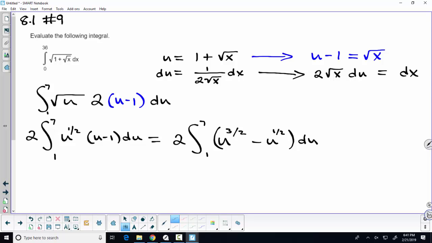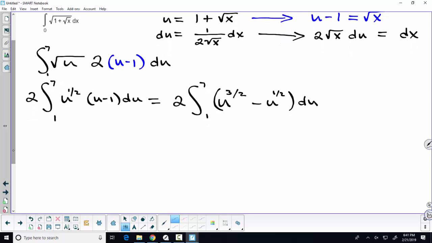Then it would say, it sounds like pretty radical. Yeah, it wants an exact answer. Oh, exact answer. Yeah. No, not at all. Alright, so we have u to the 5 halves. That's 2/5 minus 2/3 u to the 3 halves.